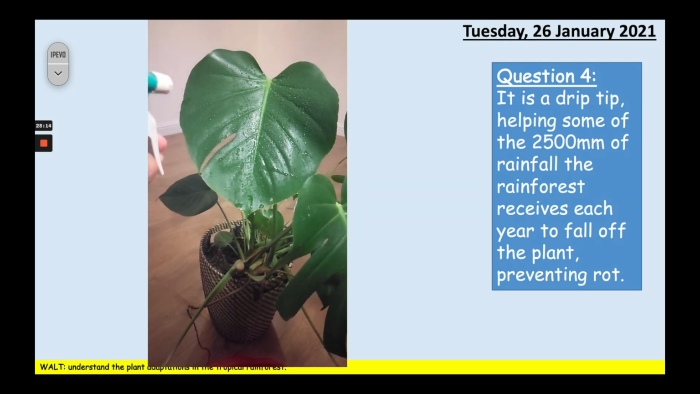So you can see I probably put about half a litre of water onto that leaf in total, but the plant is very efficient at using its drip tip to lose that water, so that in the hot conditions and the high rainfall of the tropical rainforest, the plant leaf doesn't rot.